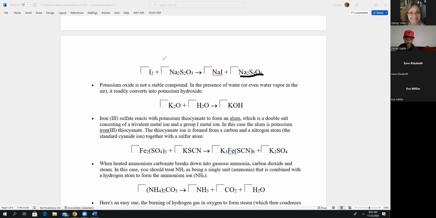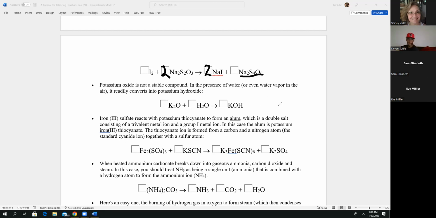Not so obvious. Put a 2, a 2 right there, right? And that gives us not quite balanced yet. All right, so how many sodiums do we have? 2 times 2 is 4, right? And here we have 2 and 1. So we need a 2 right there. And that balanced our iodine too. You see that?